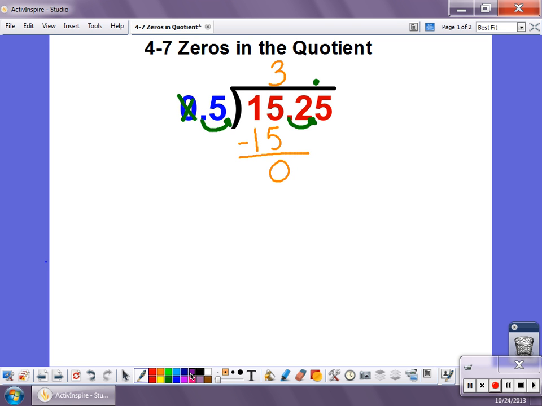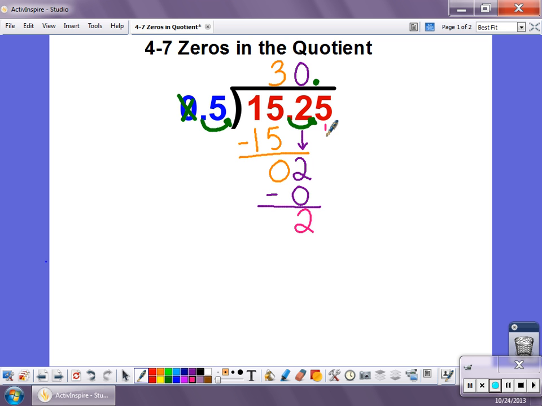Now the next step when I'm dividing is going to be to bring down my next number, which in this case is a 2. So now I have 2 divided by 5. Well, 2 is not enough to be divided by 5, so I have to put a 0 up here in my quotient. We put that 0 when there are not enough things that we can divide. So it's a 0. 0 times 5 gives me 0, and I'm going to subtract that, and I get 2.